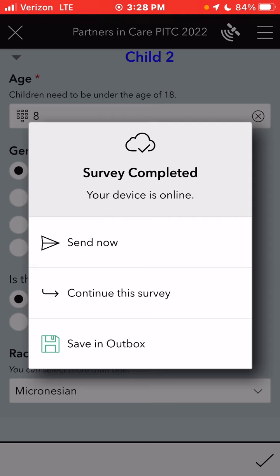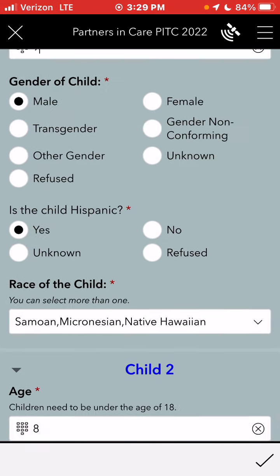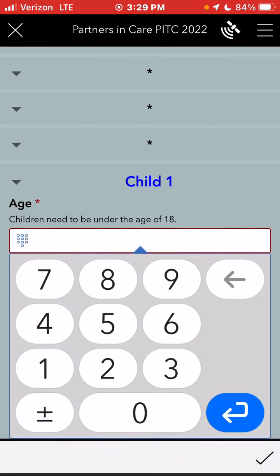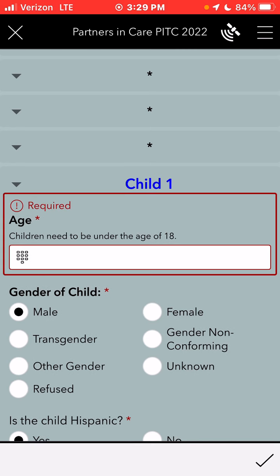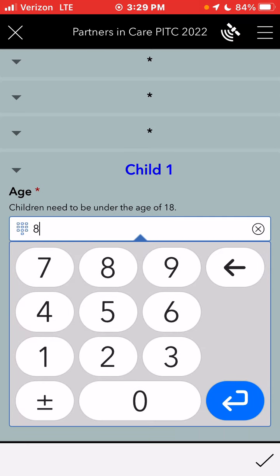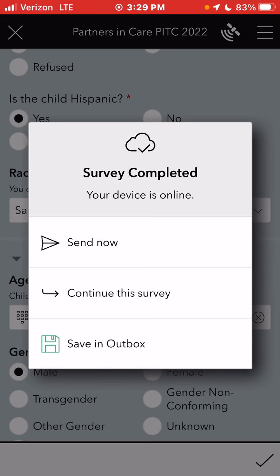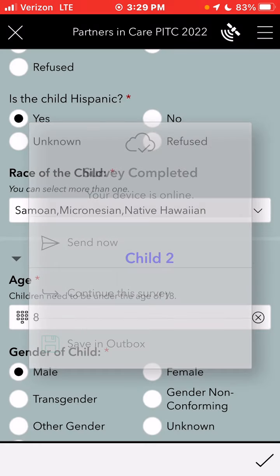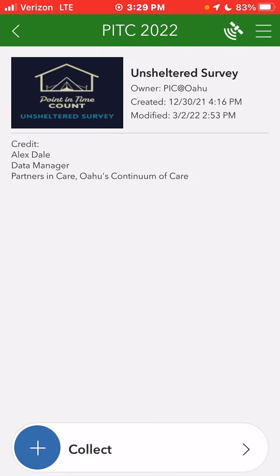If you need to go back to the survey that you just did, press Continue this survey and it brings you right back to here. If for some reason you forget to answer a question and you press the check mark, it will bring you directly to the question that you missed. And then you'll be able to answer that question, press the check mark on the bottom right corner, and then press Send Now to submit the survey. You'll let it load for a second, and it'll bring you right back to this page.